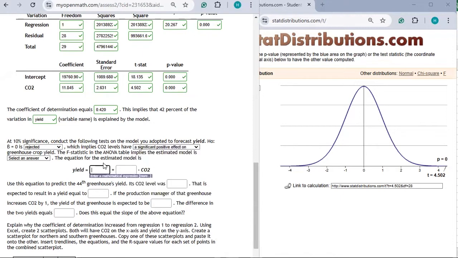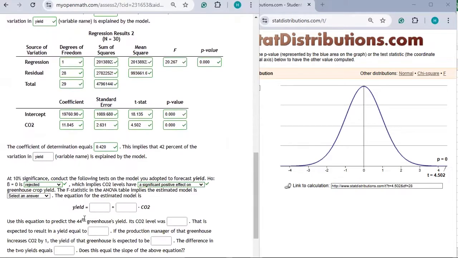I'm going to press enter to make sure that my answers are correct. The F statistic in the ANOVA table up here, this is the ANOVA table, implies that the estimated model is significant. And again, we get that from here. The p-value is really close to 0. The F statistic is really large. And so our model is highly significant.